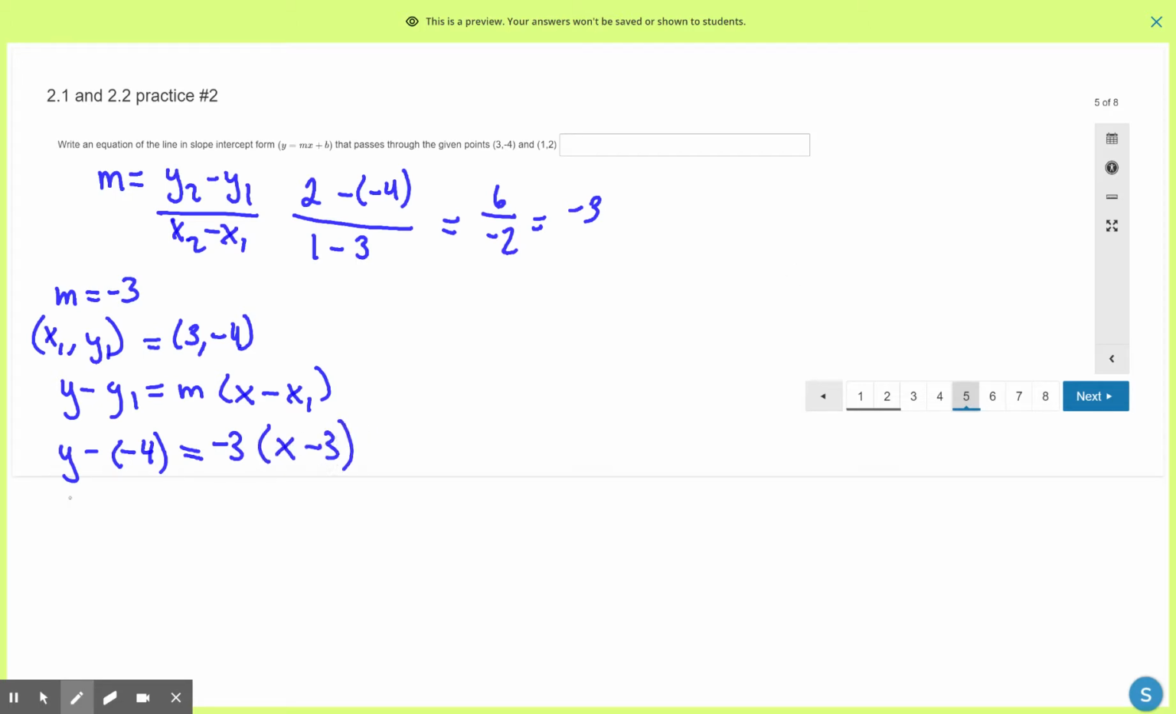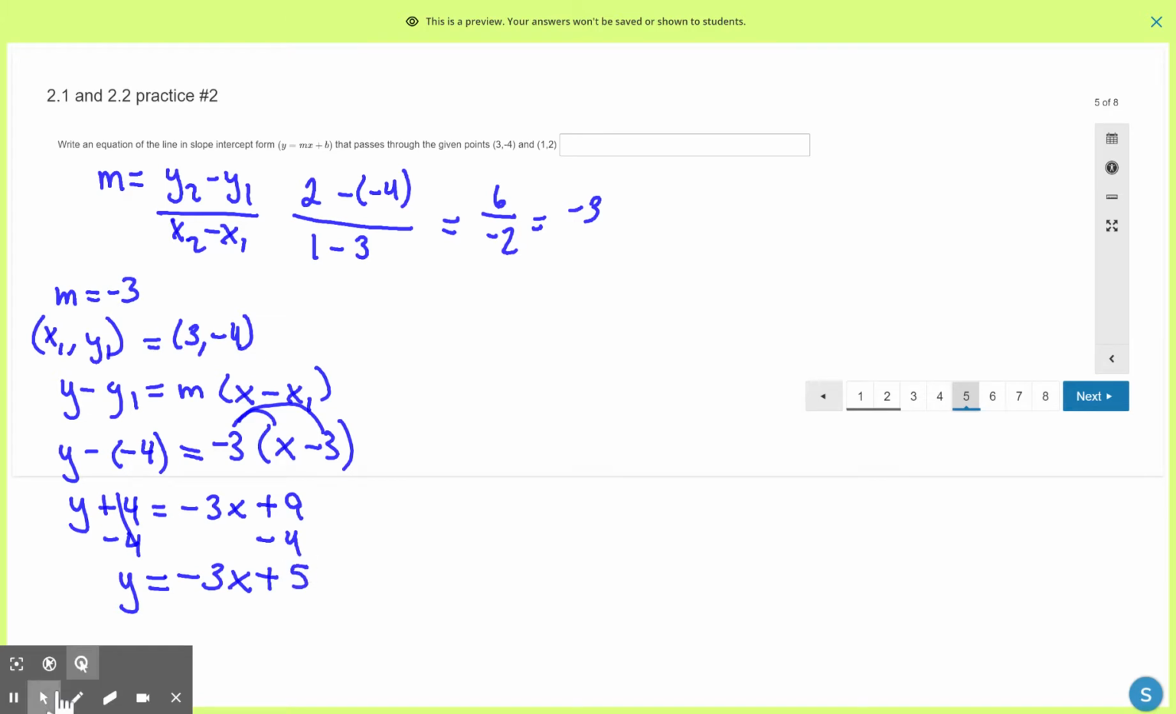Now we want to simplify that. It's y plus 4. And then we can distribute to simplify. And then we just minus 4 on both sides. So then we have y equals -3x plus 5. So for this problem, I just needed you to put y equals -3x plus 5.